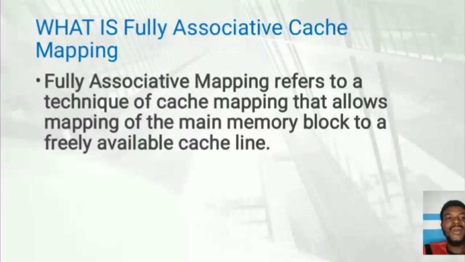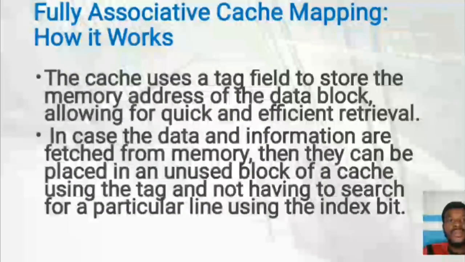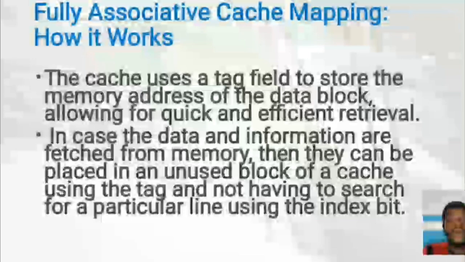This refers to a technique of cache mapping that allows mapping of the main memory block to a freely available cache line. What this means is that when the data is sent from the main memory using this technique, it will save itself on a free line, an unused space on the cache memory. It doesn't write itself on a space where there's already data. So with this technique, every piece of data from the main memory saves itself in a fresh line on the cache memory. That's how this works.